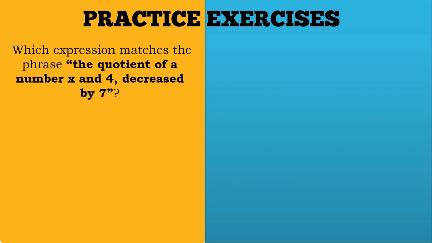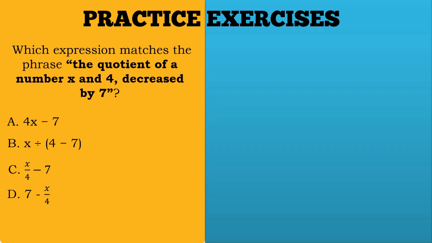Which expression matches the phrase, the quotient of a number x and 4 decrease by 7? A. 4x minus 7. B. X divided by the quantity of 4 minus 7. C. X divided by 4 minus 7. Or D. 7 minus x divided by 4. What do you think the answer?